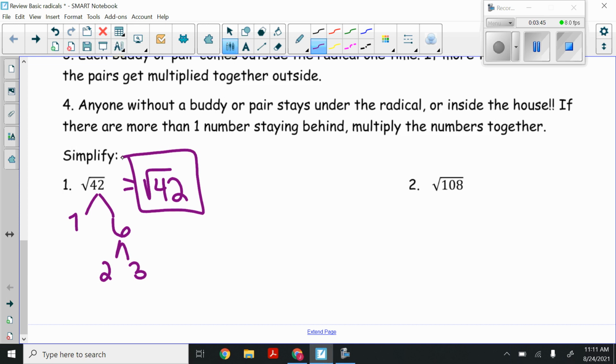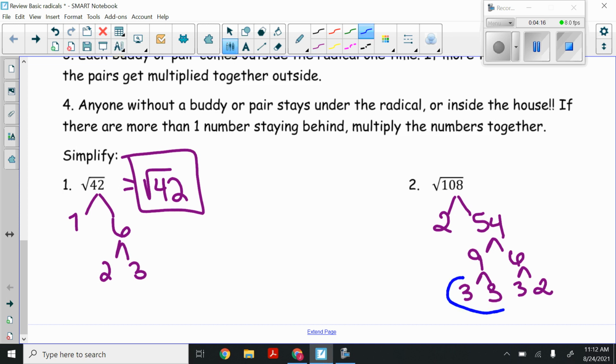Number 2, the square root of 108. So what can I multiply together to get 108? It's an even number, right? 108 is even, so if it's even, I know at least 2 is going to go into it. So 2 goes in there 54 times. So now let's break the 54 down. That is going to be 9 and 6. 9 breaks down to 3 and 3. 6 breaks down to 3 and 2. So now I'm ready to get buddies, okay?